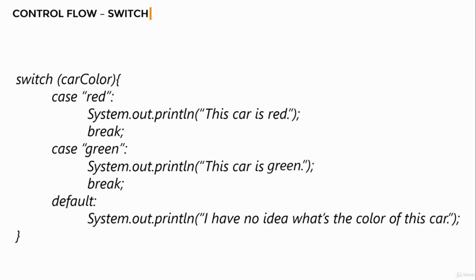Let's take the car color again as an example. We give the car color to the switch statement. Java compares it to the cases. If there is a match, the right text is printed out. If there is no match, then I have no idea what the color of this car is is printed out.